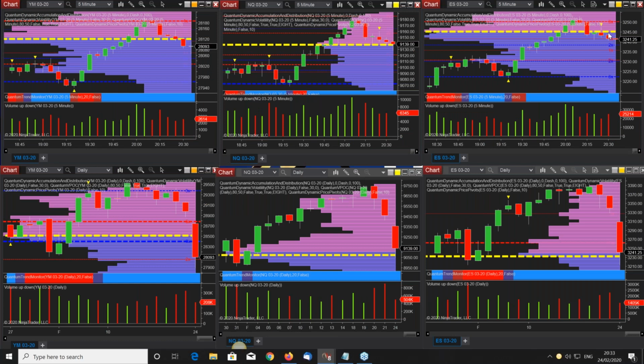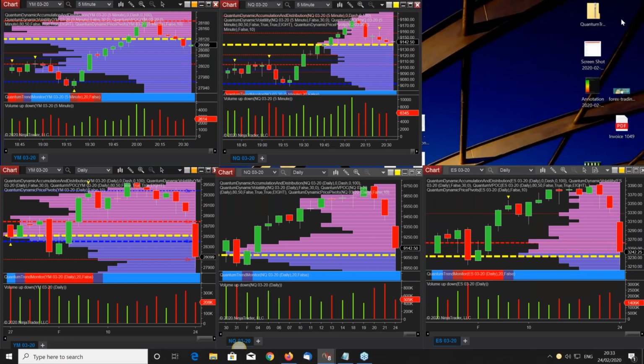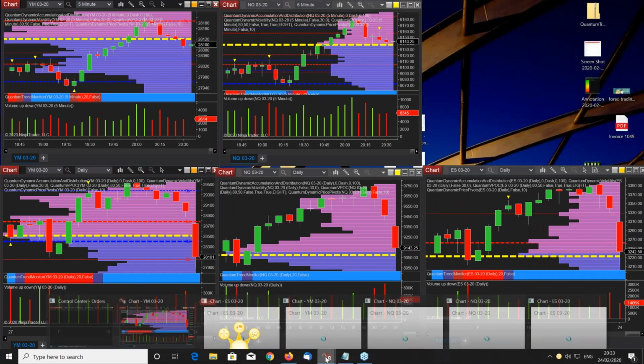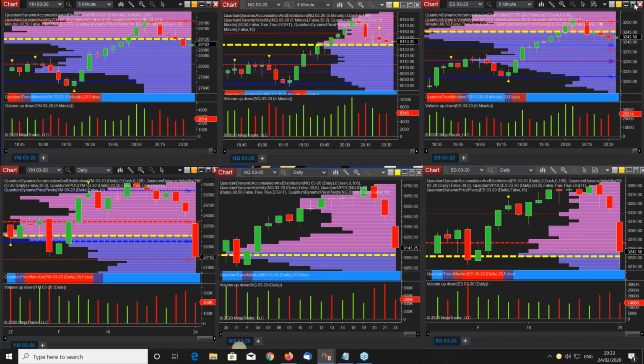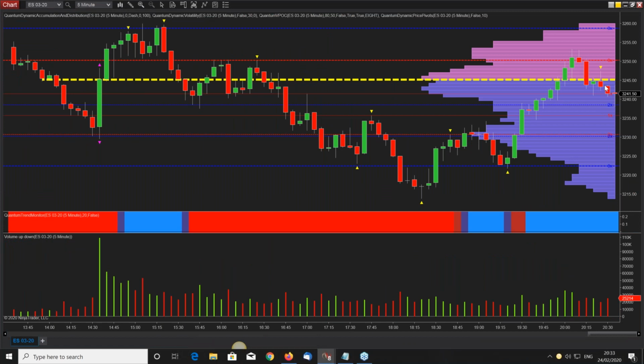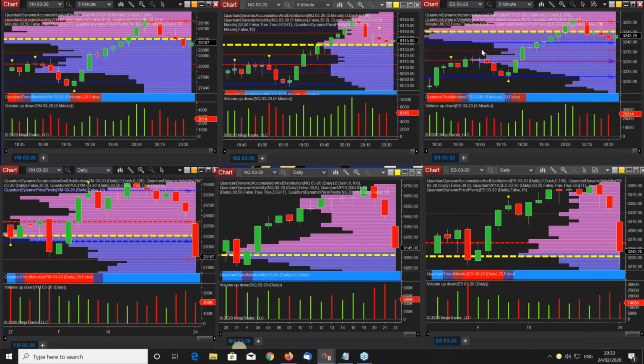Pretty much the same picture here on the ES. Trying to move away from the volume point of control. Decent amount of resistance over here. Trading around this large volume area. Volume is not particularly great, and we're going to see congestion around this phase as we get towards the close of the session.